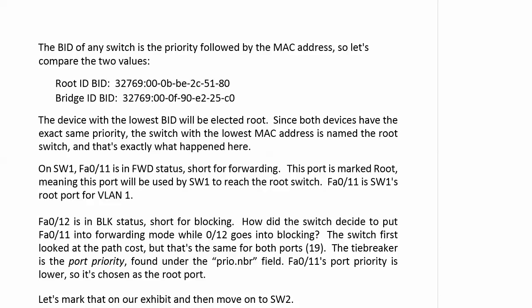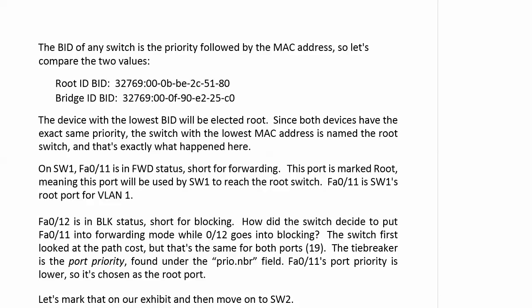Now we saw on switch 1 that FAST11 is in forwarding mode and that it was marked root. That's the port that switch 1 is going to use to reach the root switch. So FAST11 is switch 1's root port for VLAN 1.